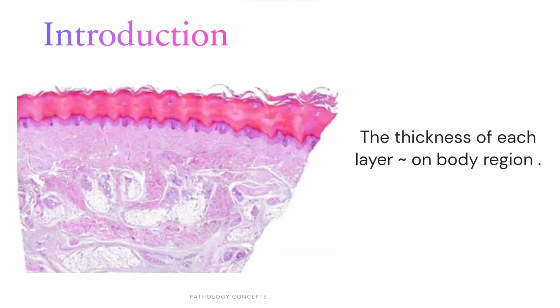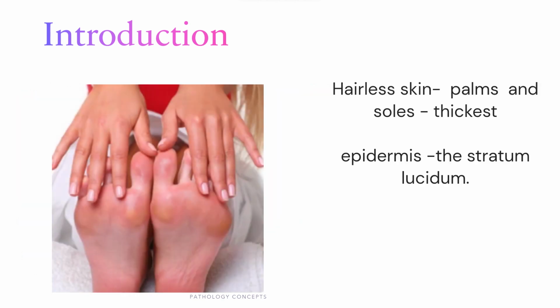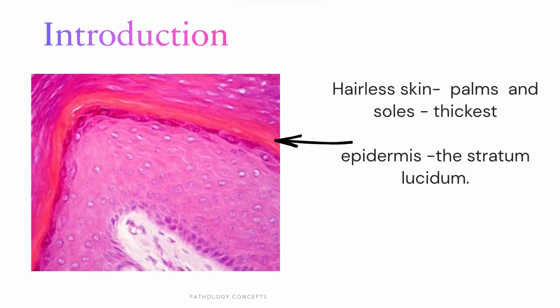The thickness of each layer of skin varies depending on the body region. Hairless skin found in the palms of the hands and soles of the feet is the thickest because the epidermis contains an extra layer, that is stratum lucidum.